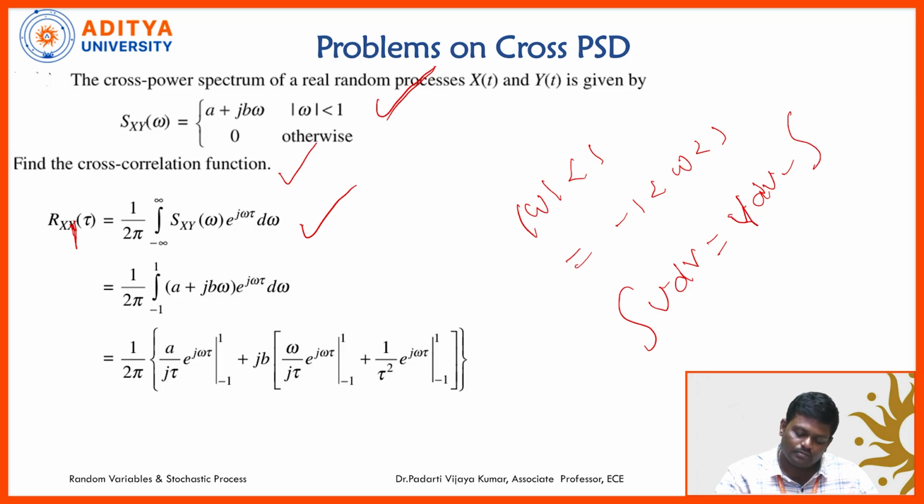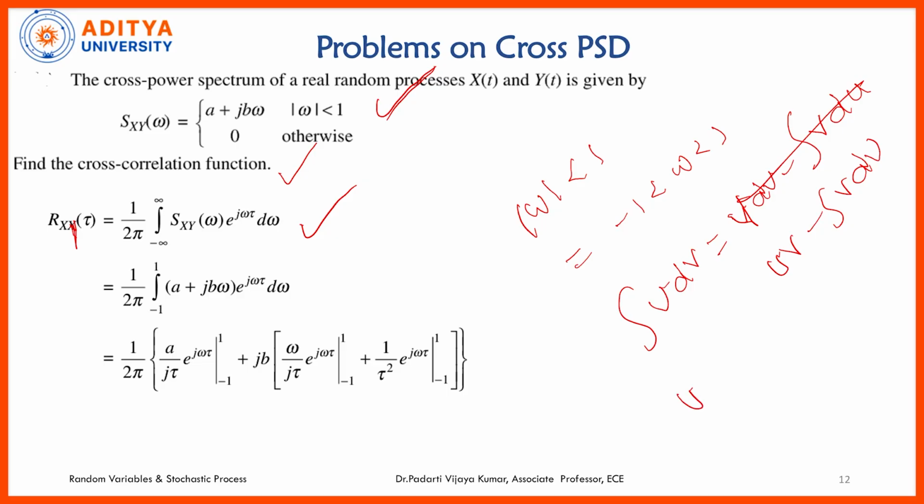uv minus integral v du. So this is the formula we will apply. Here u is j b omega, dv is e power j omega tau. So v will be e power j omega tau by j tau. So here this is uv minus integral v du.